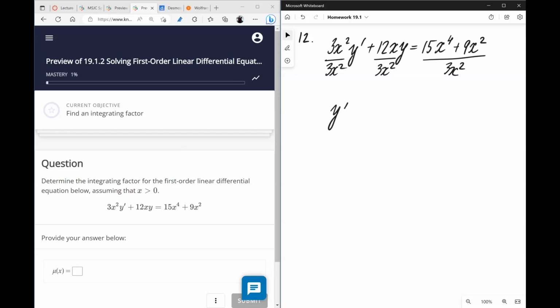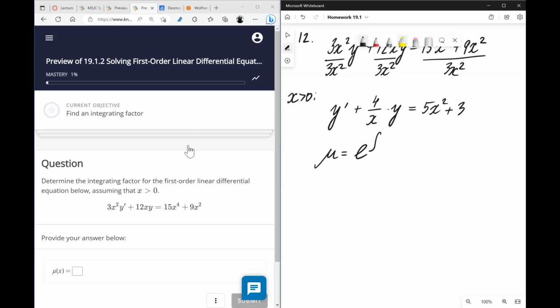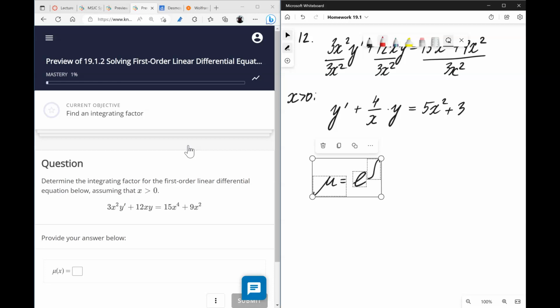So here's what we get. We get y prime. And here, assuming that x is greater than 0, makes the denominator always positive and never equal to 0. So we get 4x times y is equal to 5x squared plus 3. And the integrating factor will be e to the power integral. But before I write that, let us identify P and Q.